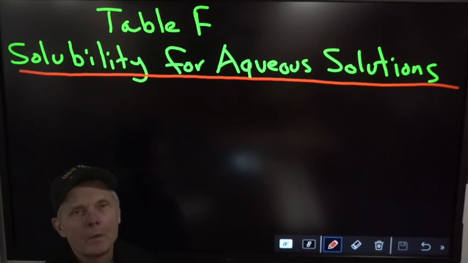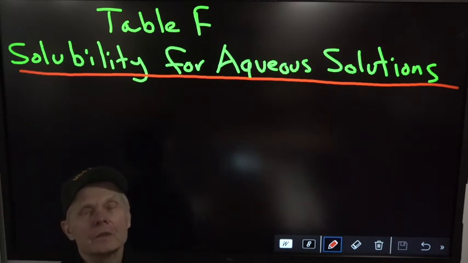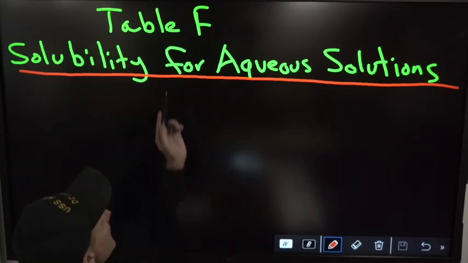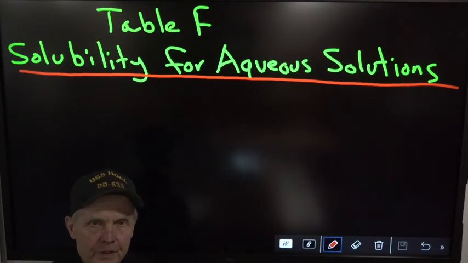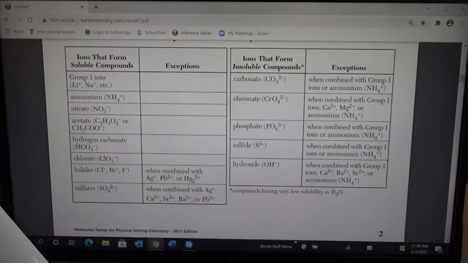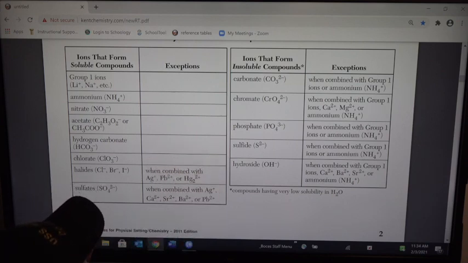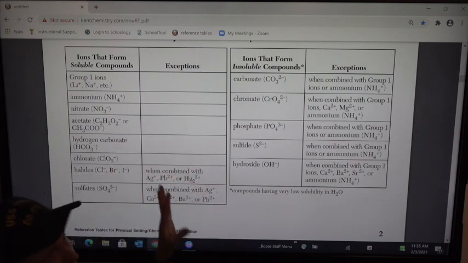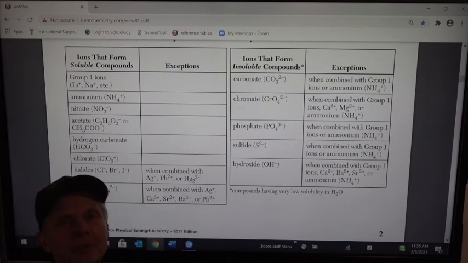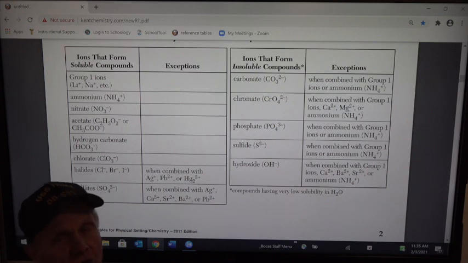So, what we're doing today is New York State reference table F, solubility for aqueous solutions. Very interesting table. This is table F, and this is combined with double replacement reactions. These can be the reactants, and these could also be some of the products. So we'll go over double replacement after we talk about this chart.